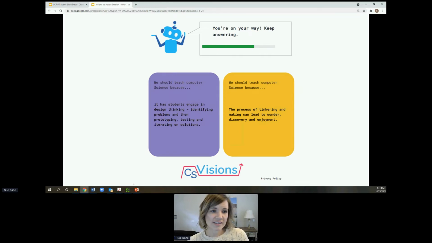It's going to both start the same. We should teach computer science because, and then you'll have 2 different statements here. And your task is going to be to select the one that resonates most with you. And then it will bring up another 2 and another 2. It takes about 5 minutes, but it's going to be identifying where you selected this concept resonates more with me than that one.